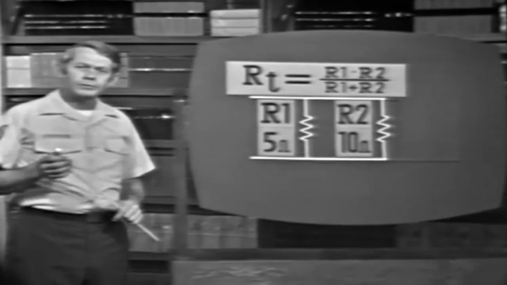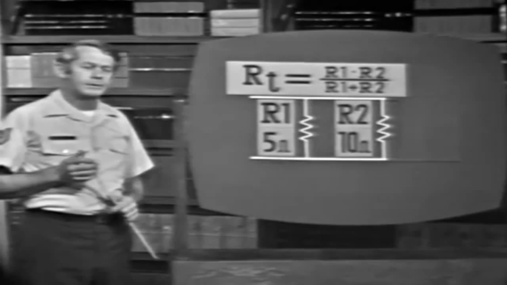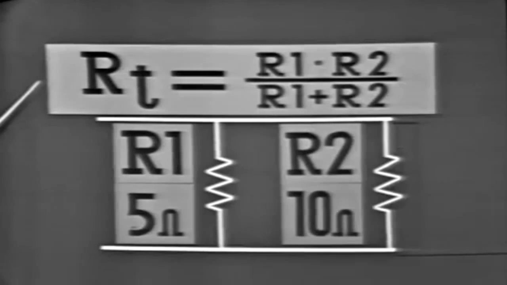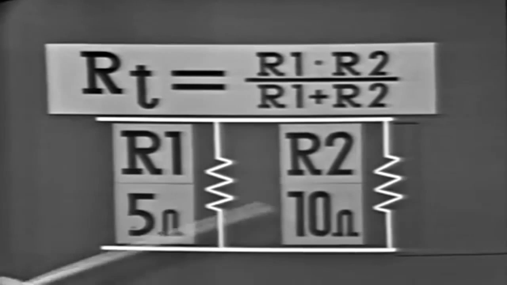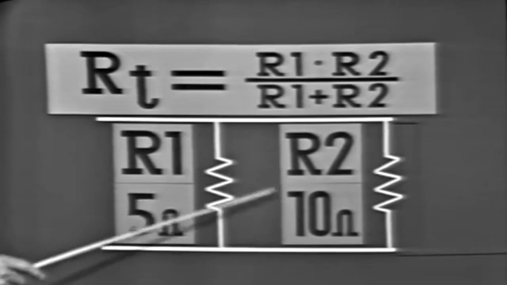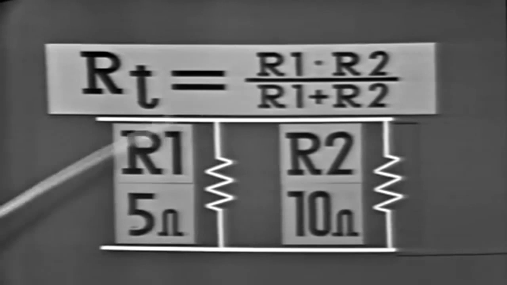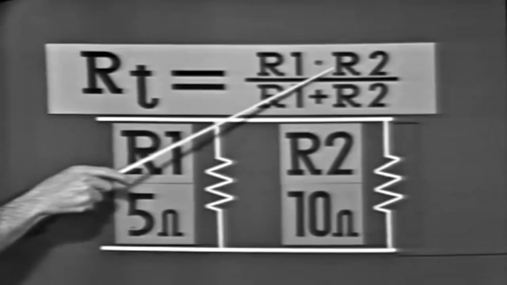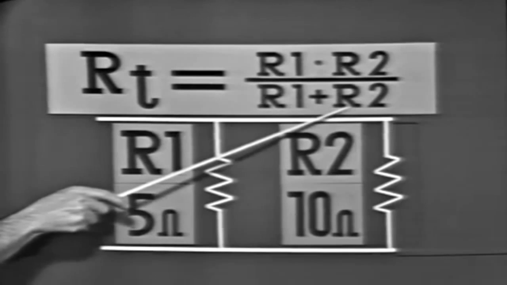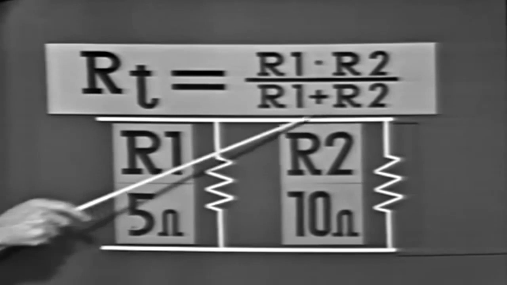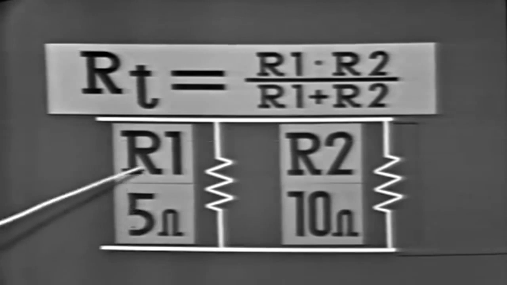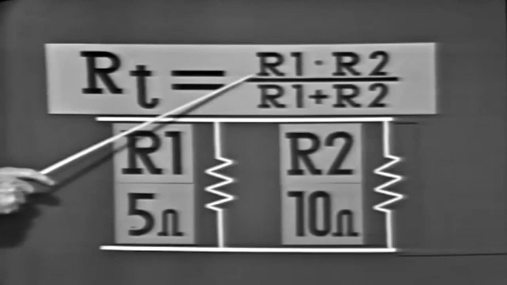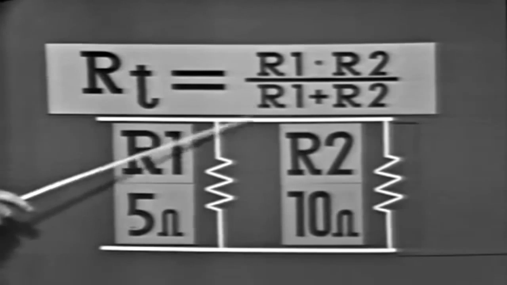Now, several formulas are used to calculate total resistance in a parallel circuit. This first one is used when there are only 2 branches in the circuit. In this case, we have R1 of 5 ohms, R2 of 10 ohms. The formula is the product of the two resistors divided by their sum. You shouldn't have any problems working this type of formula. Simply insert the values into the formula, get the product, divide it by the sum.